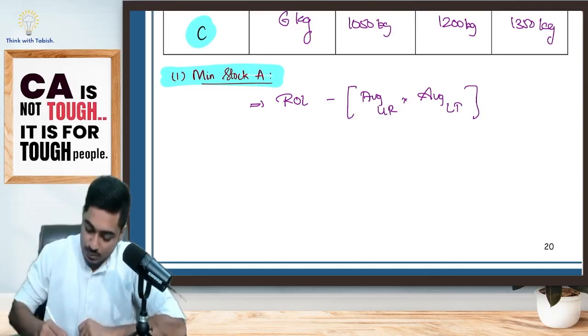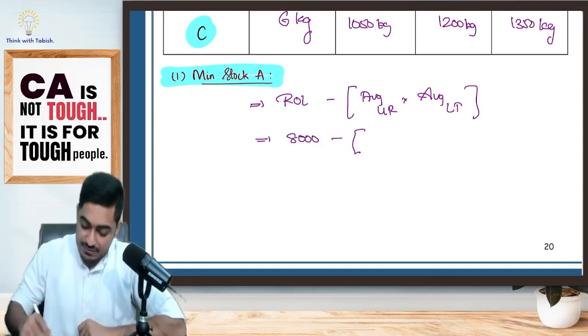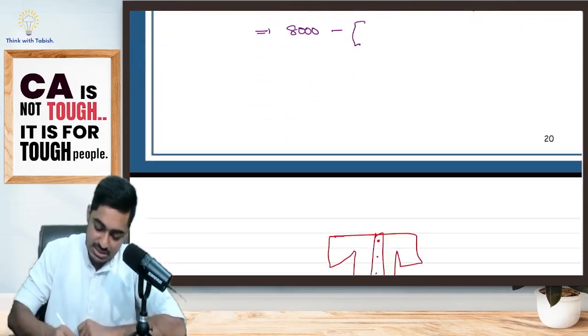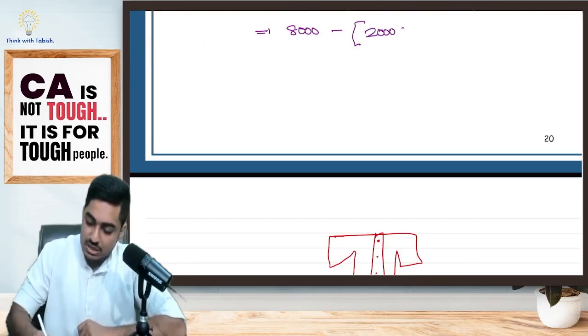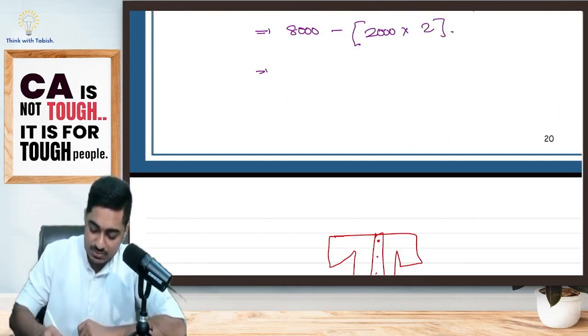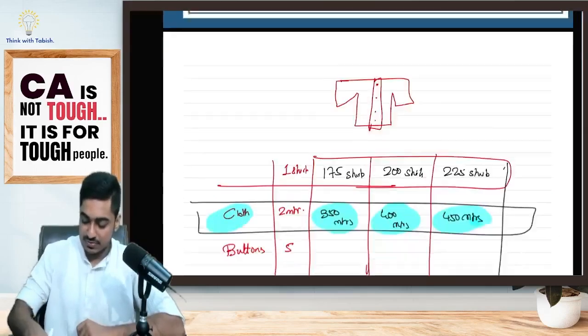Yes, sir, it is given. What is reorder level? 8000 kg minus. What is my average usage rate? Average usage rate of A is 2000 kg per week I'll be using. Into average lead time is 2 weeks. That means 4000 has gone. 8000 minus 4000, 4000 kgs. Yes or no, everyone? Perfect.